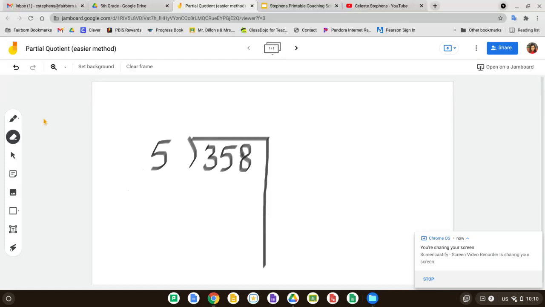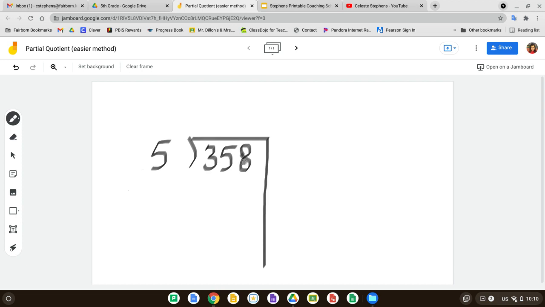Hey guys, so I also know that the book version of partial quotient is very extensive, and I do have a different way that I do that that actually works for all kids if they know their basic facts, which again is half the struggle. But if they do know their basic facts and if they can understand a little bit of estimation, then this way is really great for them.